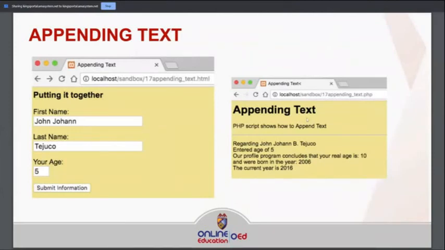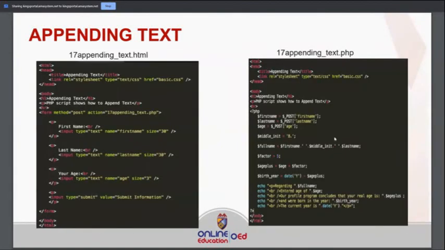Okay. So appending text: whenever you would like to append a specific text, this is now the process, like John, Johan, Tihuko, and then five. So in order for us to append the text like this one regarding John, Johan, B. Tihuko, entered age of 5, our profile program concludes that your real age is 10, and you were born in the year 2016. The current year is 2016. So how is it made possible that we have these two outputs, or these two web pages? We have this example program here, your PHP program, and your HTML here.